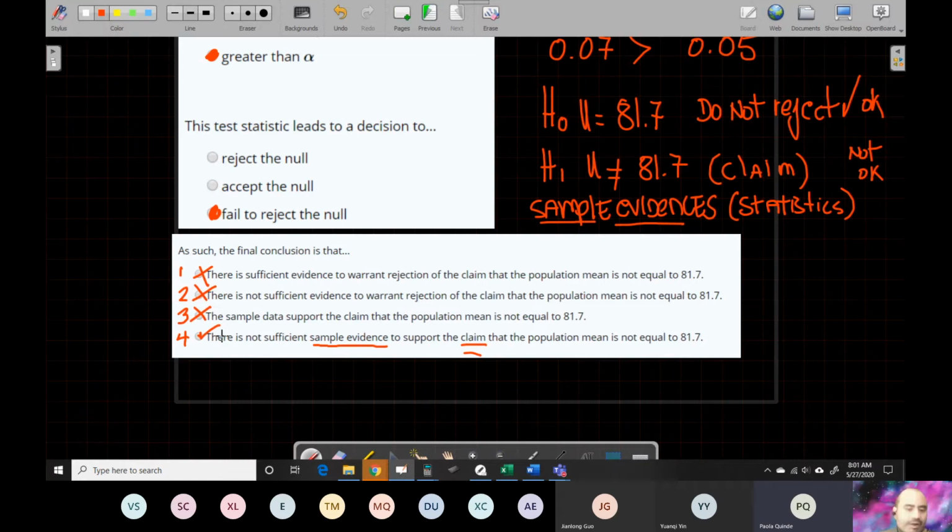Okay, this is probably the hardest of all of them because the other one is basically math. I can tell you that the key phrase here is sample evidence. They're talking about the claim, but the reason they're talking about the claim is because they're using the fact that this is okay and this is not okay. Okay. Anything else with this question?